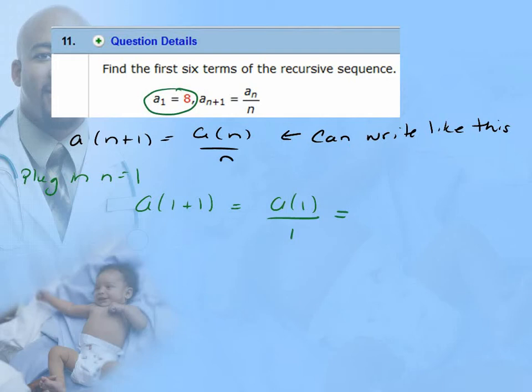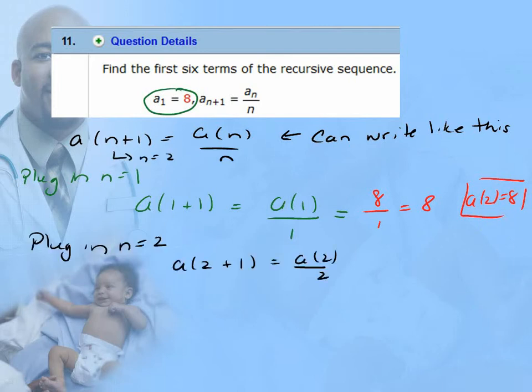So if I plug in n equals 1 into this recursion formula, I would get 1 plus 1 inside here, and I would get a of 1 here, and I would get a 1 down below. So that's what this stuff is right here. I just plugged in n equals 1 into here. Well, a at 1 was given to me. It's circled there. It's 8. And so I get a at 2 is 8. And so I get the next step, a at 2.